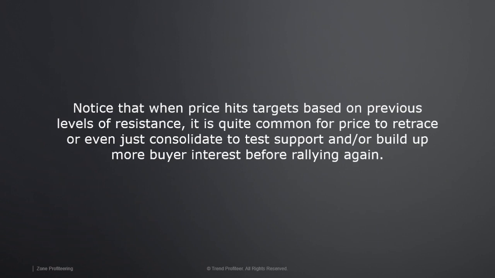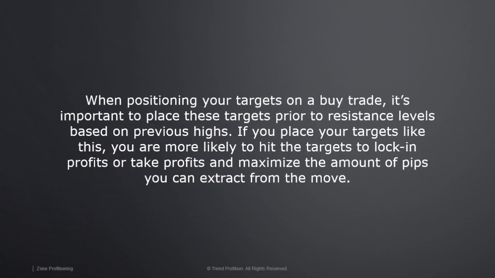So notice that when the price hits targets based on previous levels of resistance, it's quite common for price to retrace or even just consolidate to test support and build up more buyer interest before rallying again. And that's exactly what happened. When positioning your targets on a buy trade, it's important to place these targets prior to resistance levels based on previous highs. If you place your targets like this, you are more likely to hit the targets, to lock in profits or take profits, and maximize the amount of pips you can extract from the move.